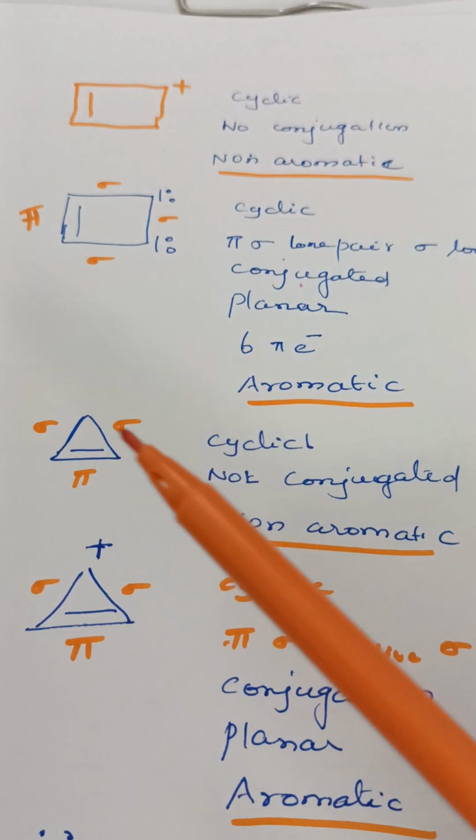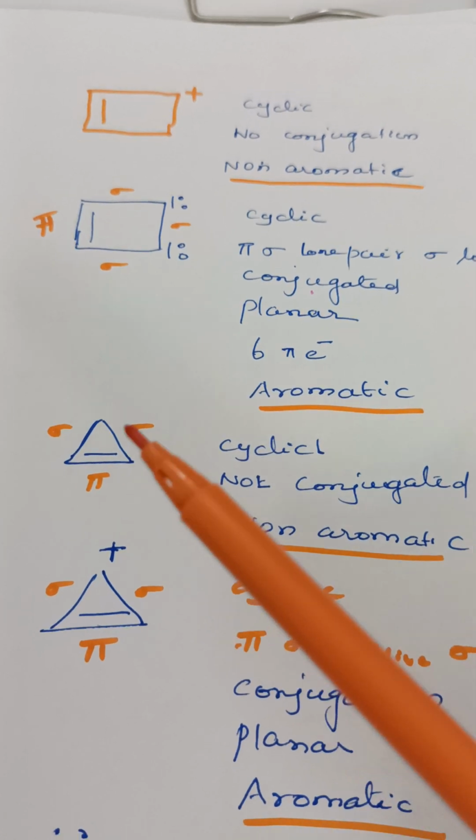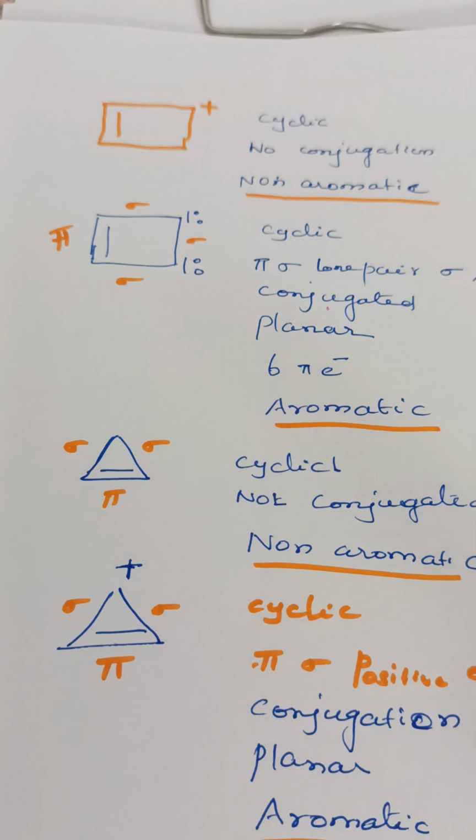Then this one is cyclic in nature. Then conjugation: sigma bond, pi bond, sigma bond. 2 sigma bonds are present. That's why it is non-conjugated, non-aromatic.